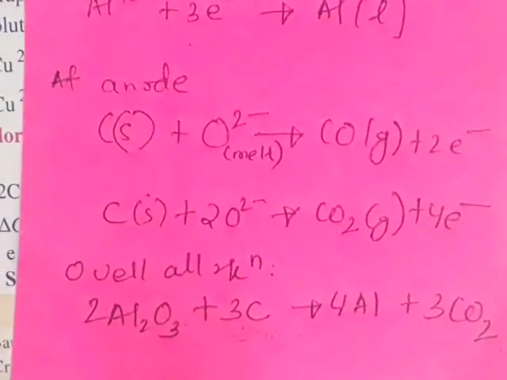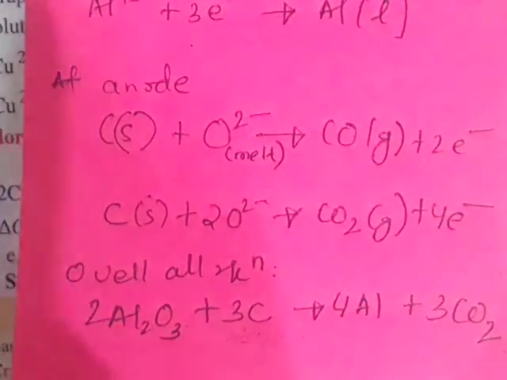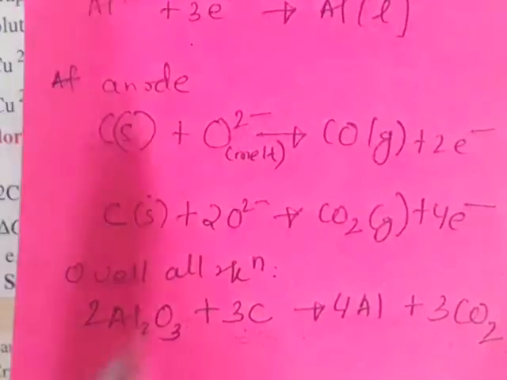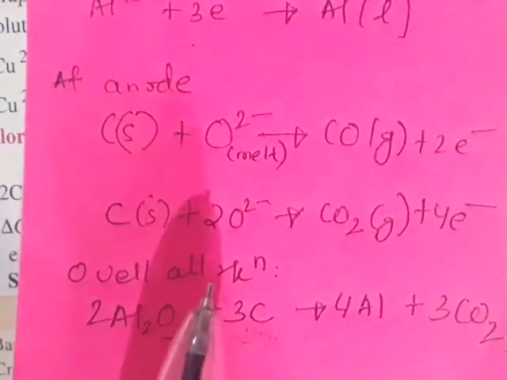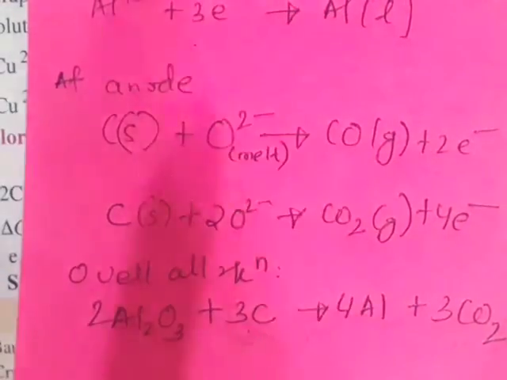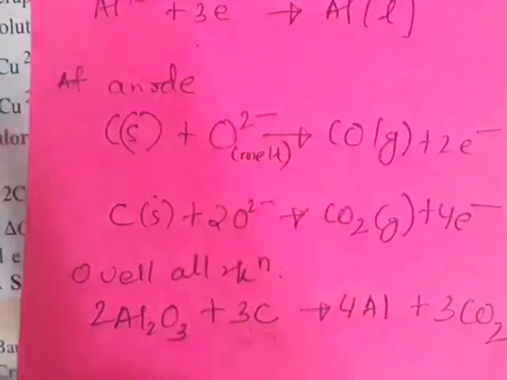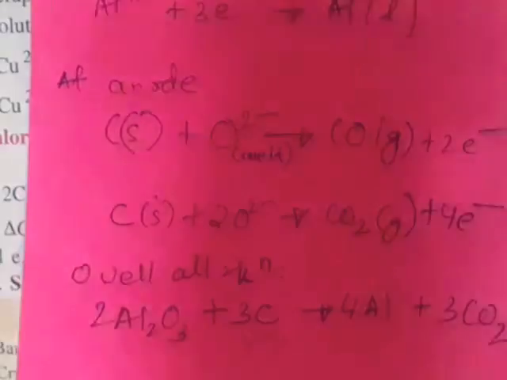During this reaction, what we can see is your carbon is being used up. For every kg of aluminium produced, about 0.5 kg of carbon anode is burnt away. So for that reason, the carbon rod has to be replaced during the process of extraction.